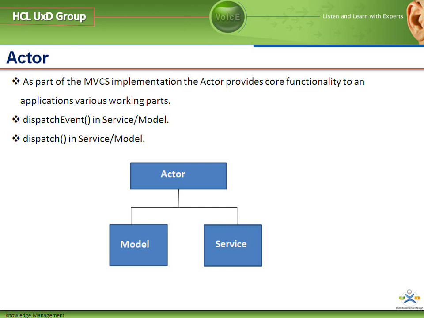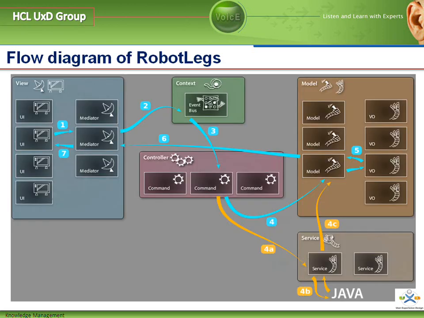For example, if you observe in the diagram, depending upon requirement, either a service or model can extend an actor whenever the control has to transfer to a mediator. This is all about the actor class.